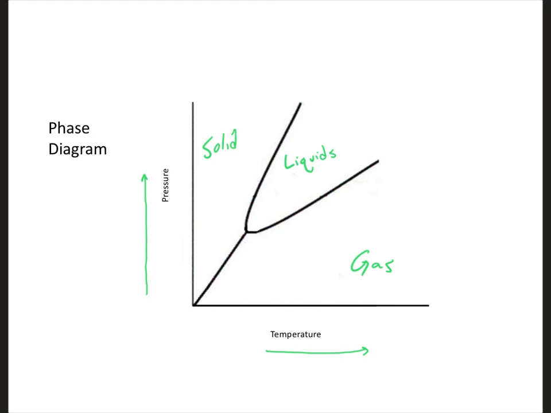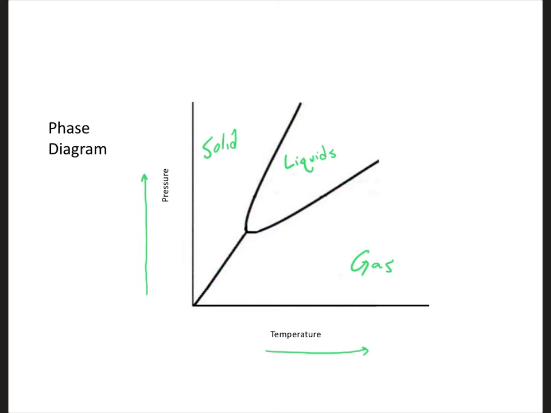Now, if you keep increasing the pressure, technically, you can cross this boundary. When you cross that boundary, now you're up in the solids. So if you think about carbon dioxide, for instance, at a low enough temperature, at a high enough pressure, it can form dry ice. It can be that solid.